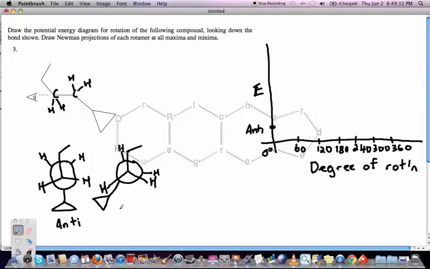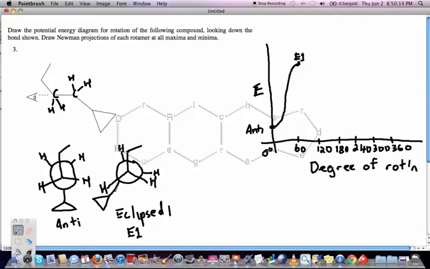Now when we draw an eclipsed form, and I'll call this eclipsed 1, we draw it so that the eclipsed groups are offset at the back from the front ones. So you don't draw them exactly behind, just a little bit offset. And as far as the energy goes, it's going to be obviously higher than the anti, and I'm going to push it up to here. So I'm going to call this one eclipsed 1 or E1. And there's my E1 right there.